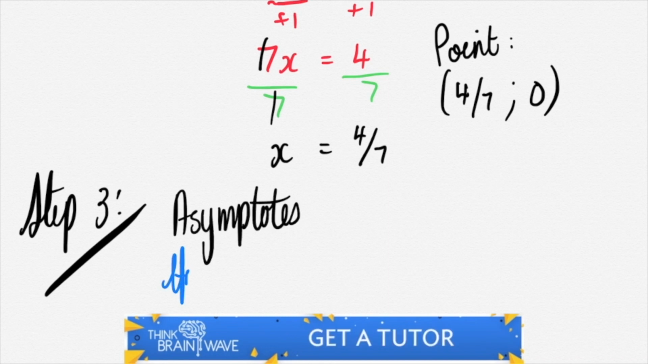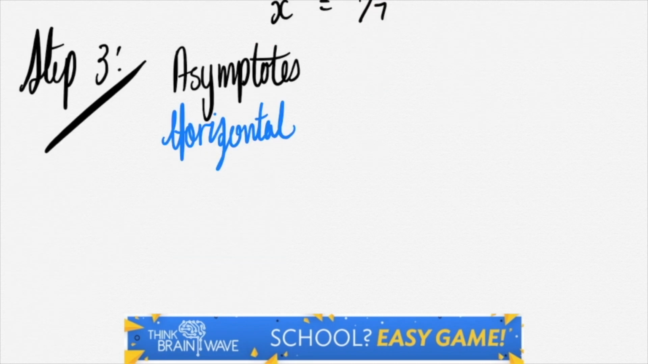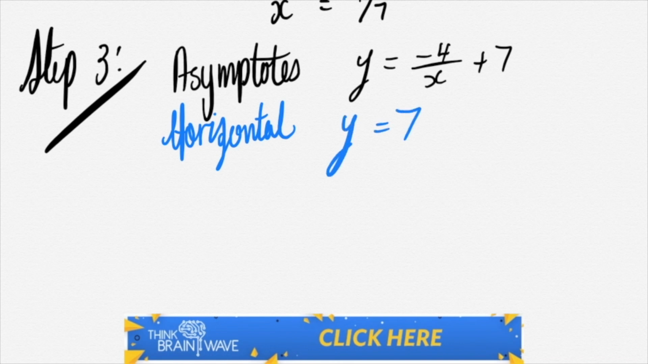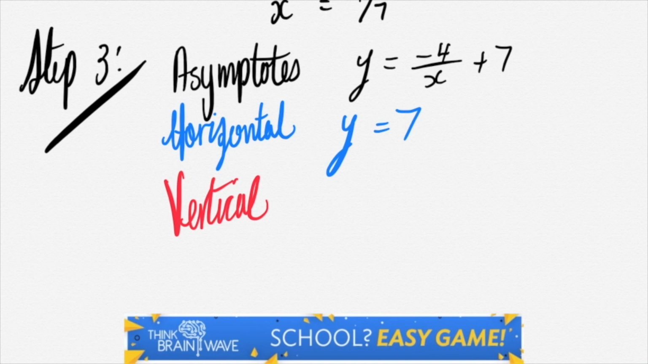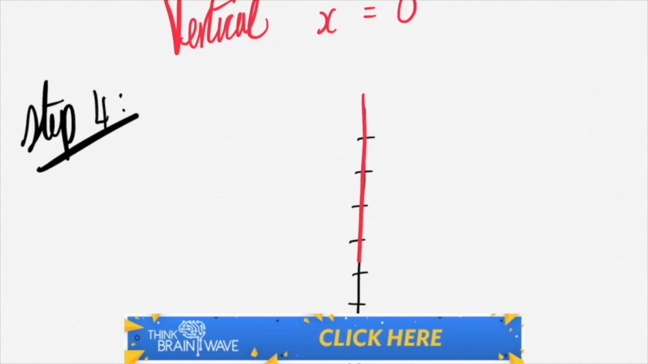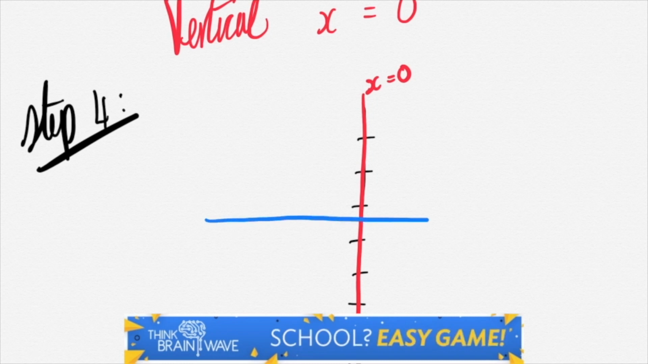Right, now let's do our asymptotes. Our horizontal asymptote, when we have y is equal to -4 over x plus 7, we see that when x is 0, you'll have y is equal to 7. So that's your vertical shift now. We say x cannot equal 0. Let's do our step 4. We'll plot this, so we say x is equal to 0, that goes down the middle, and then we'll say y is equal to 7 at an appropriate place on the graph.